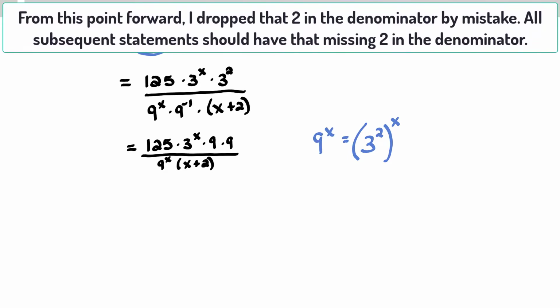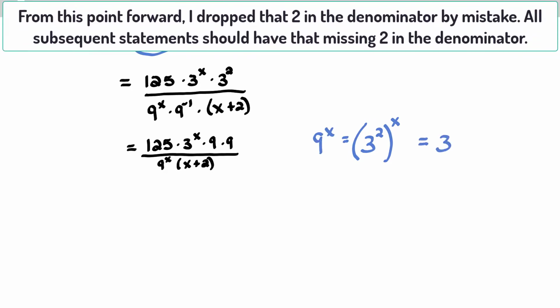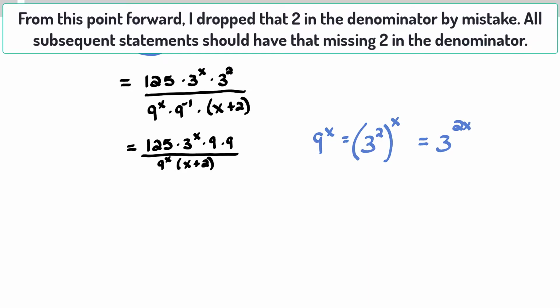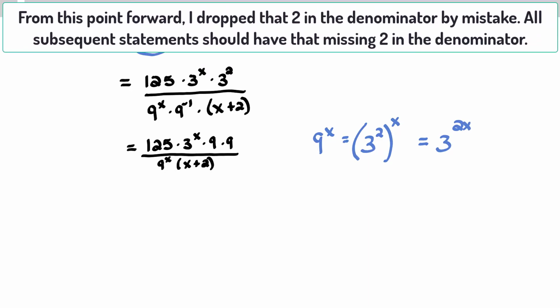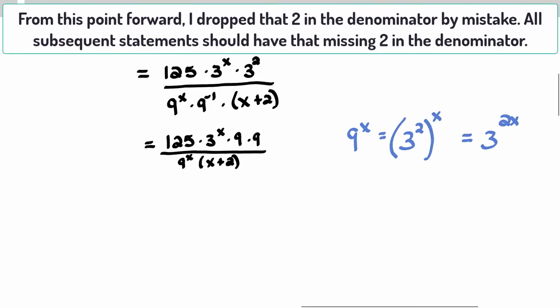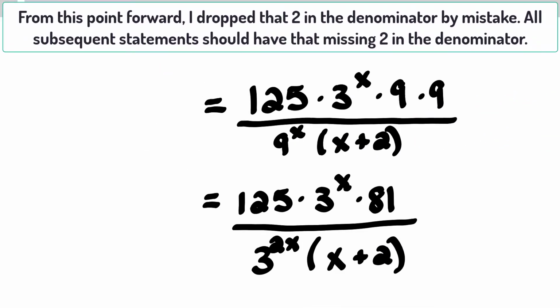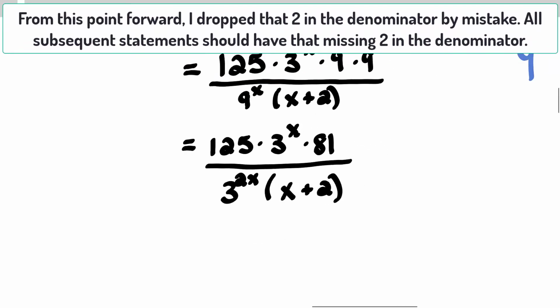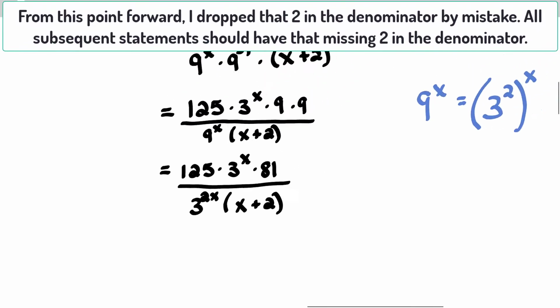And by another law of exponents, this is going to be 3 to the 2 times x power. So let's go ahead and replace that 9 to the x in the denominator with 3 to the 2x power. Now that's compressed down quite a bit. I also obviously multiply 9 and 9 together, but we still have a law of exponents we can use here.